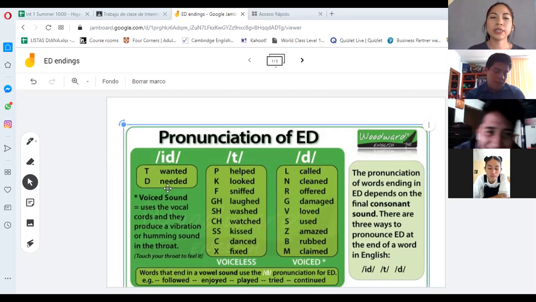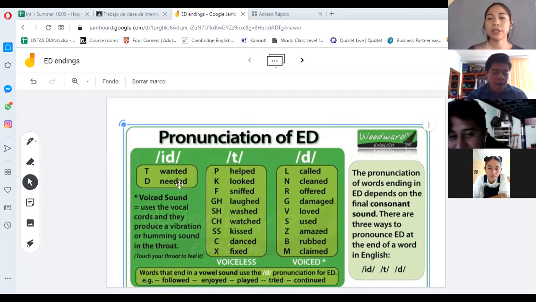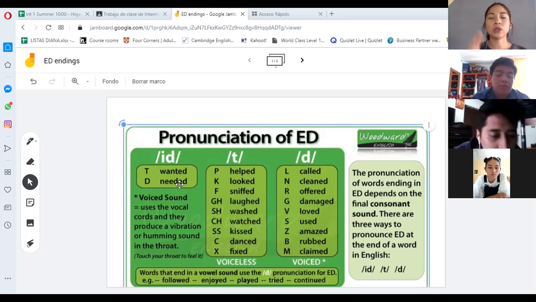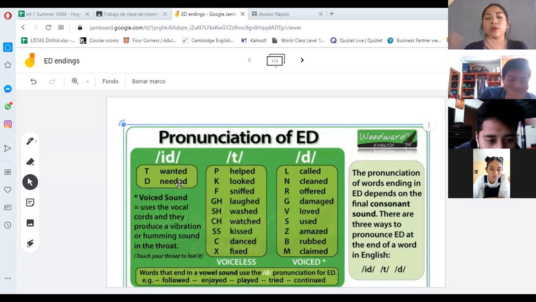The same with the D. If the verb finishes with D, you cannot pronounce need because it's too difficult. So we need to add one sound in the middle. Si solo hay dos opciones, T y D, cuando haya una T o ya haya una D, no podemos doblar la T y doblar la D. Le ponemos un sonido en medio.